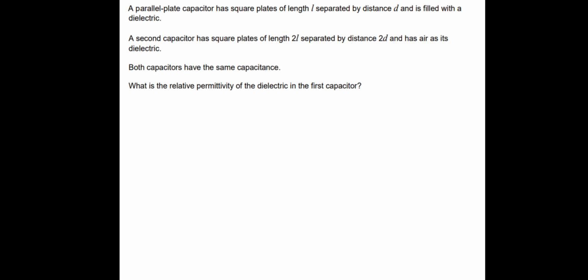Parallel plate capacitor has square plates of length L separated by distance D and is filled with a dielectric. A second capacitor has square plates of length 2L separated by a distance 2D and uses air as its dielectric. Both capacitors have the same capacitance. What is the relative permittivity of the dielectric in the first capacitor? If you want to pause and have a go at that one.